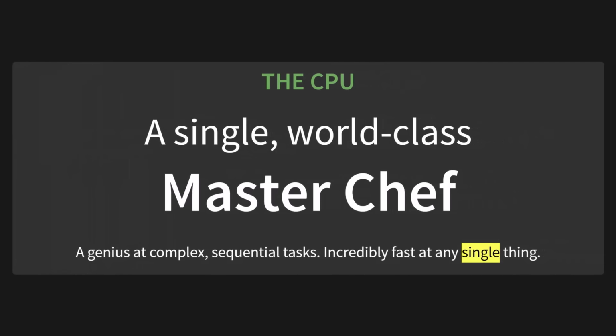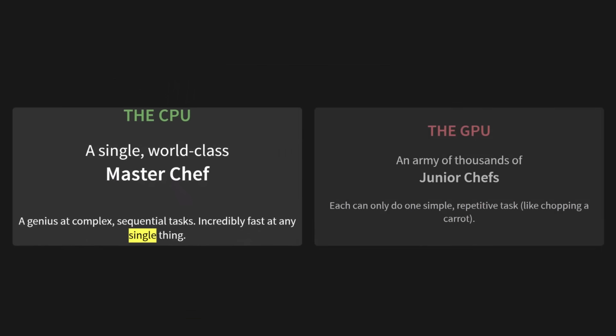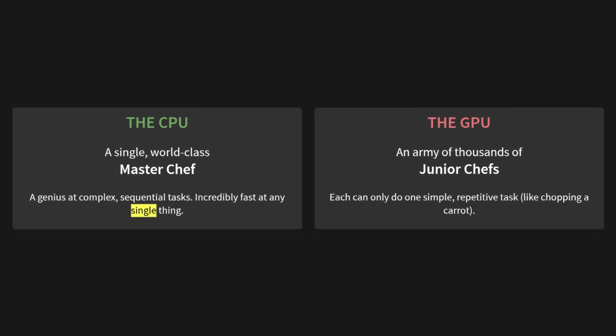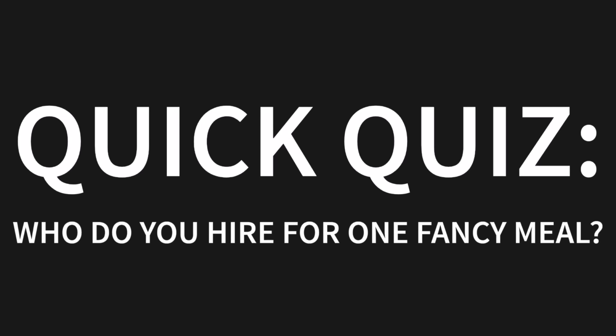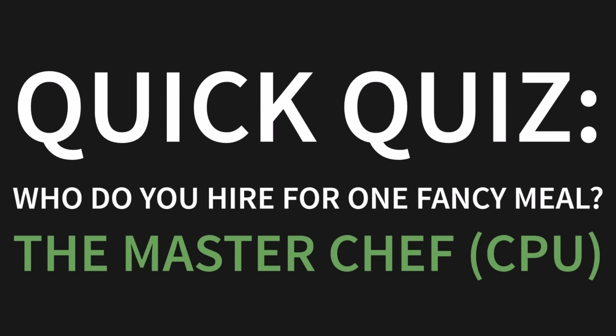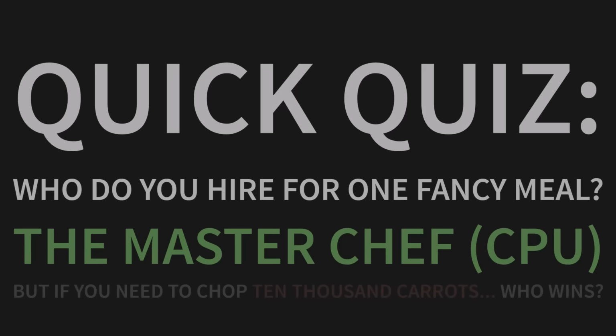First, let's talk about the CPU. A CPU is like a single world-class master chef, a genius at complex sequential tasks, incredibly fast at any single thing. Now, let's talk about the GPU. The GPU is an army of thousands of junior chefs. Each one can only do one simple, repetitive task, like chopping a carrot. Okay, quick quiz. Who do you hire for one fancy meal? The master chef, of course, the CPU.